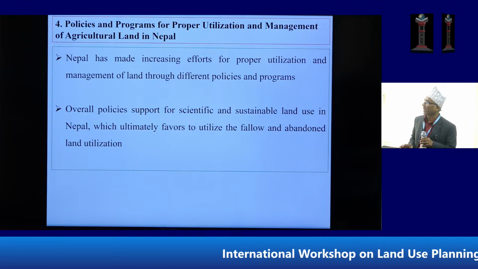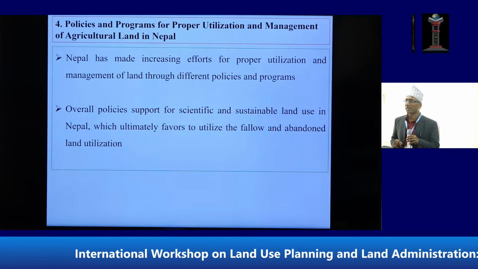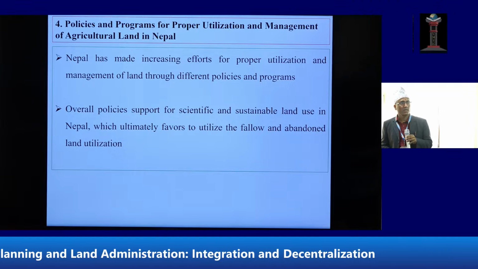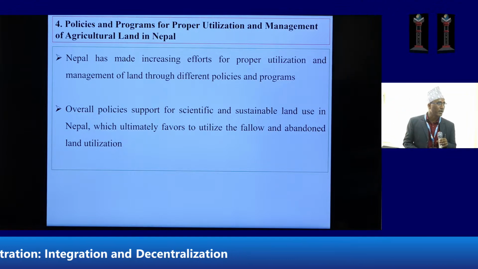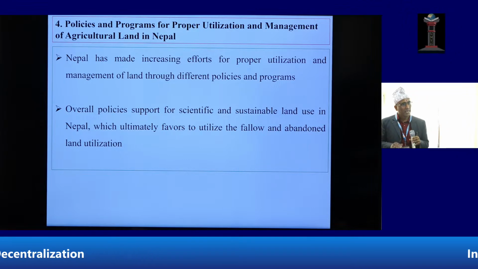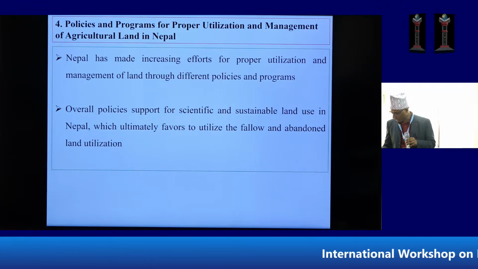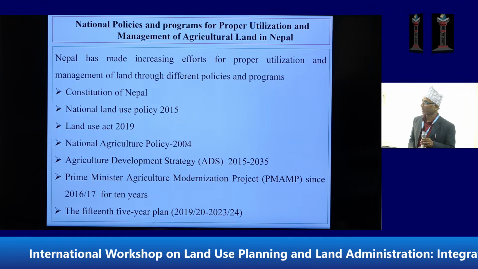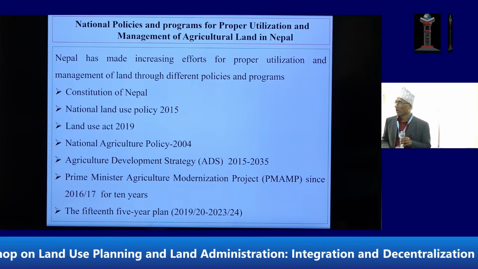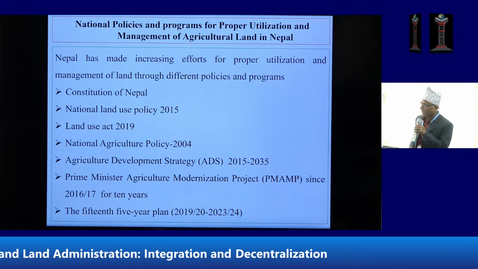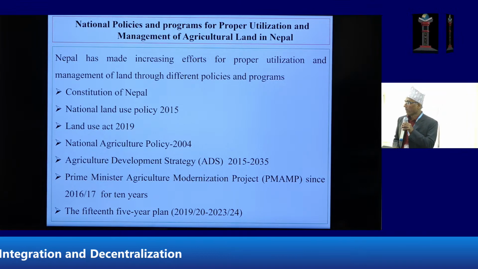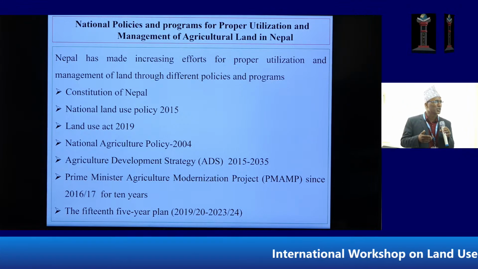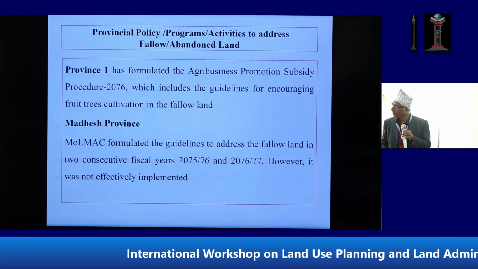And there are certain policies I will go through. Nepal has made increasing efforts toward proper utilization and management of land through different policies and programs. There are three tiers of government: the federal government, provincial governments, and local governments, each with their own policies. However, the major policies are the Constitution of Nepal, National Land Use Policy, Land Use Act, National Agriculture Policy, Agriculture Development Strategy, Prime Minister Agriculture Modernization Project, PMAMP in short, and the 15th Five-Year Plan. All these policies and plans include, directly or indirectly, the best utilization of land.